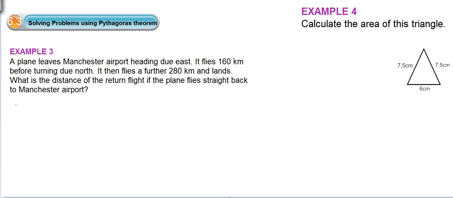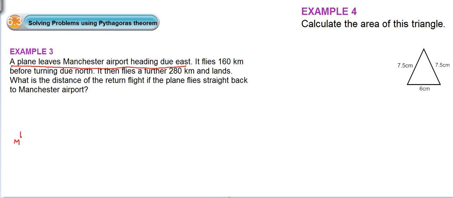Alright, so the first thing we need to establish is the first point. Well, the plane starts from Manchester, so we'll read it line after line. The first line is it leaves Manchester Airport. So let's say this is Manchester Airport here. Let's call Manchester Airport M. It says it flies due east.